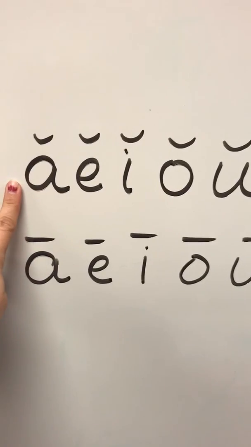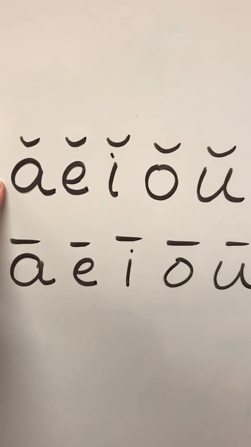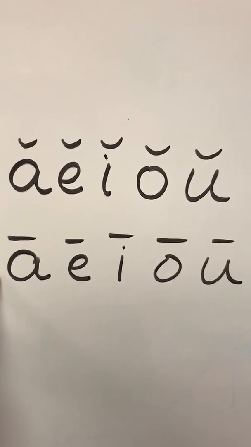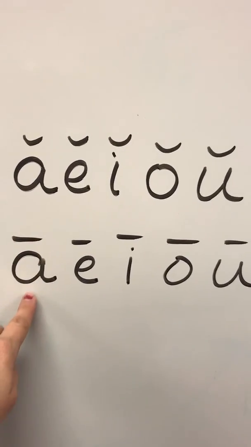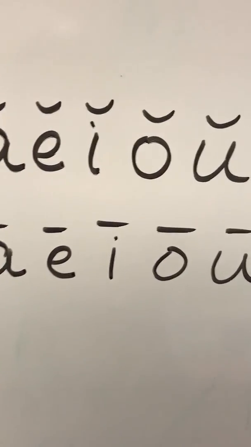Remember, if it has one vowel in a word, it is its short sound. If it has the long sound, it will have two vowels. The first one will say its name, and the second one is shh, silent.